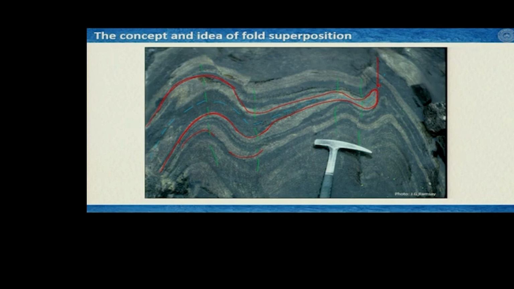Our common intuition says, at least looking at it, that the blue one must have formed initially and then it got refolded with this green one. So this is how we look at and interpret things. Now we will learn these things in more detail with different other kinds of structures and features, but this is an example of the superposition of folding.